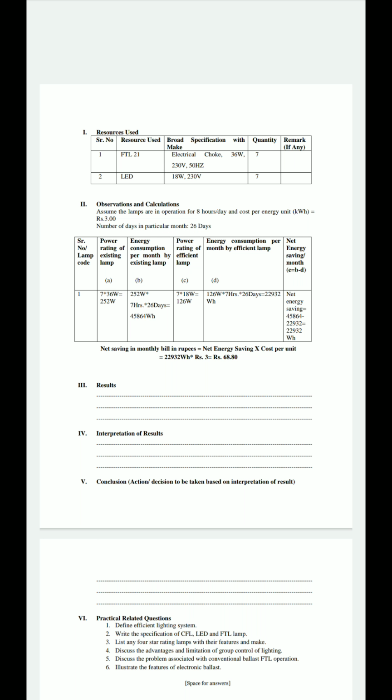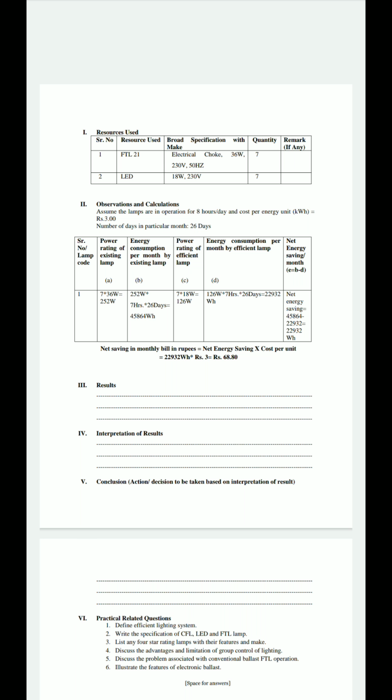So, the main aim of this practical is, first, to find out the power consumption of the existing lamp already connected in classroom number 11, and then replace this lamp with an energy efficient lamp. Here we use the LED. The rating of this LED is 18 watt. Then once again calculate the power consumption of the LED, and then compare which lamp is better and why energy efficient lamps are used.